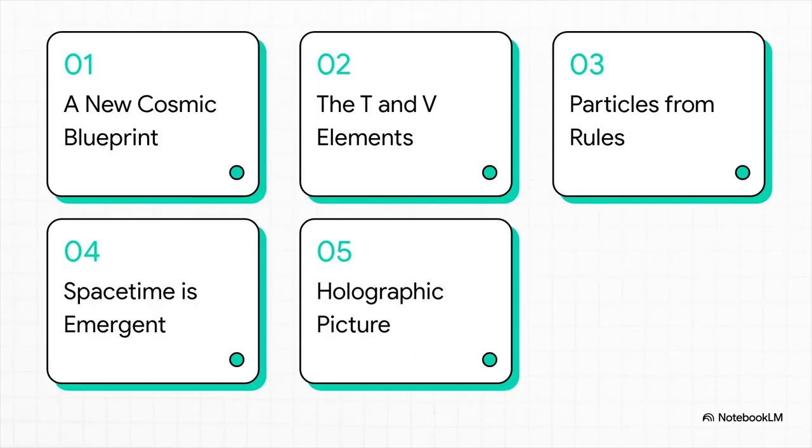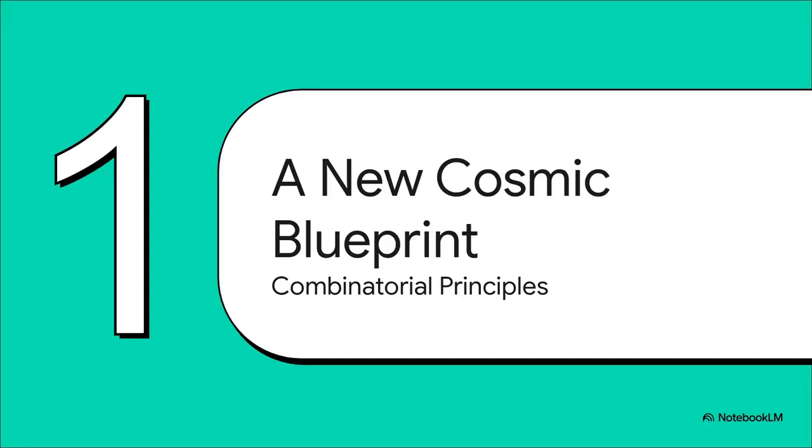So here's the game plan for this explainer. First, we'll look at this new cosmic blueprint. Then we'll meet its fundamental building blocks, the T and V elements. We'll see how they snap together to make the particles we know, which leads to the huge reveal that spacetime isn't fundamental. And finally, we'll zoom out to the wild, holographic big picture. Okay, first up, the blueprint.